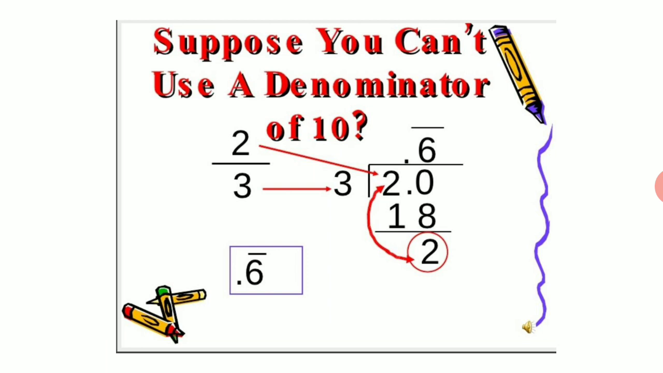We take yet another number, children, where we don't have 10 in the denominator. We have taken the number 2 by 3, where 2 is the numerator and 3 is the denominator, 2 acting as the dividend here and 3 as the divisor. Again we see the dividend is lesser than the divisor.